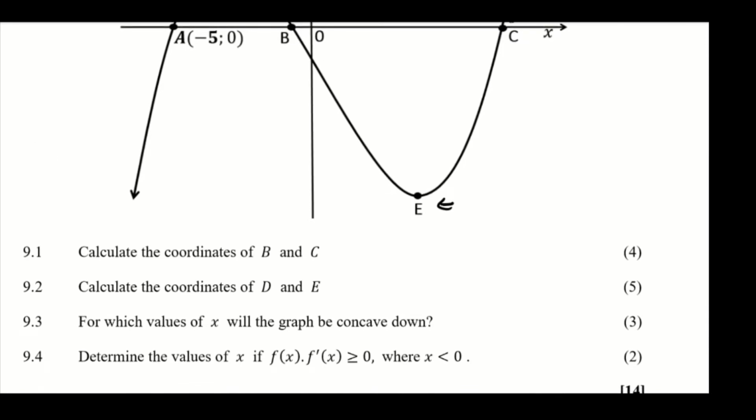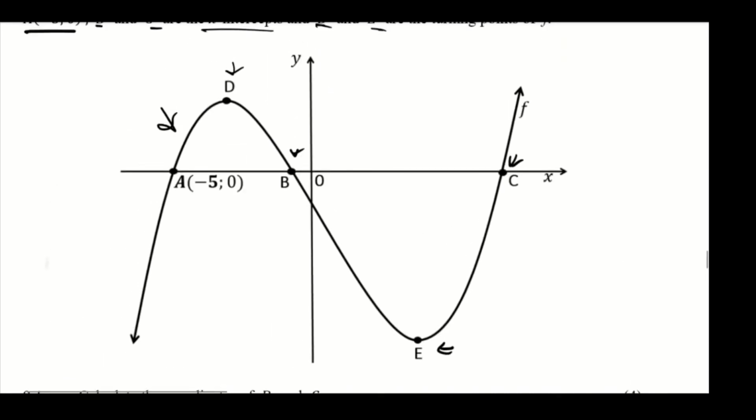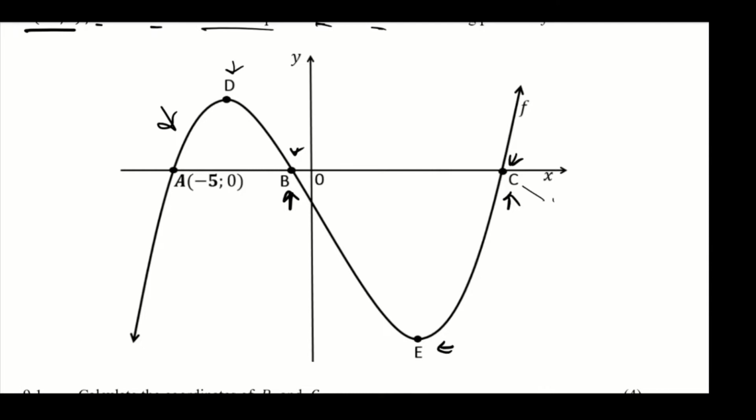The first question says that we must identify the coordinates of B and C. So for us to find the coordinates of B and C, we need to know what B and C are. B and C are the x-intercepts of the cubic function. So for us to find them, we already know the y values here are actually 0, y is equal to 0. So we need to know what the value of x is when y is 0.